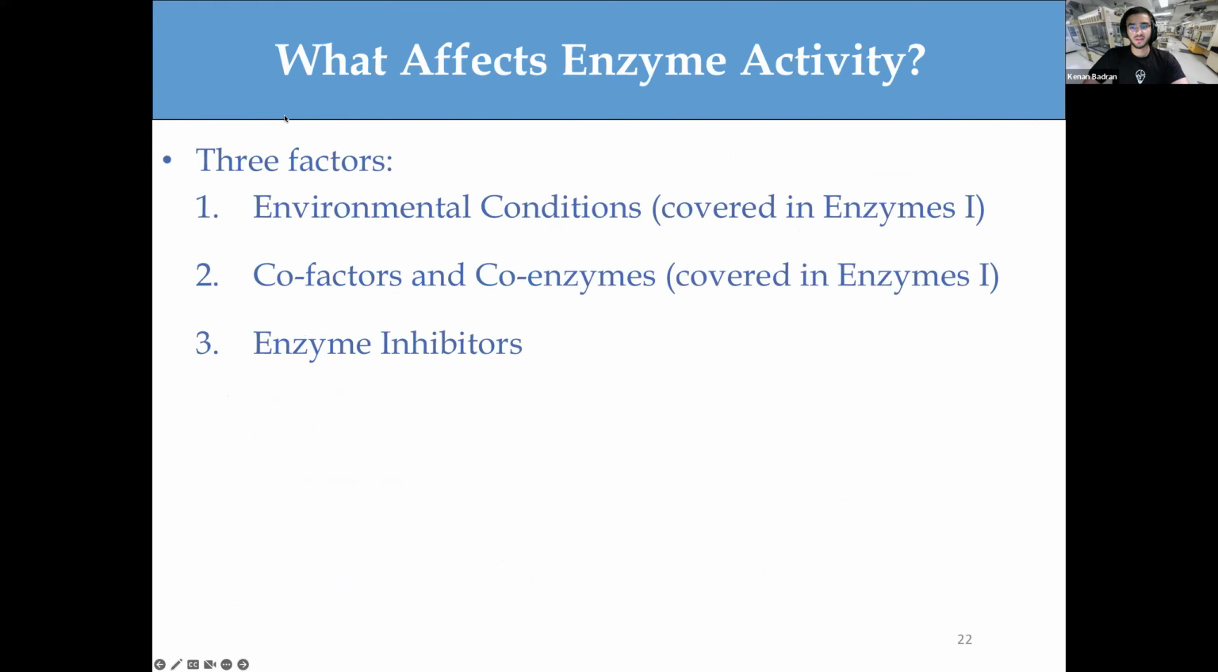What affects enzyme activity? We already covered in enzyme 1 the environmental conditions such as temperature and pH, and cofactors and coenzymes like NAD, FAD, etc. Now, enzyme inhibitors. This is basically what you'll see 90% of your questions from, everything regarding enzyme inhibitors.